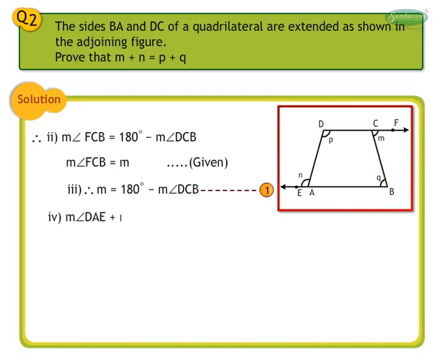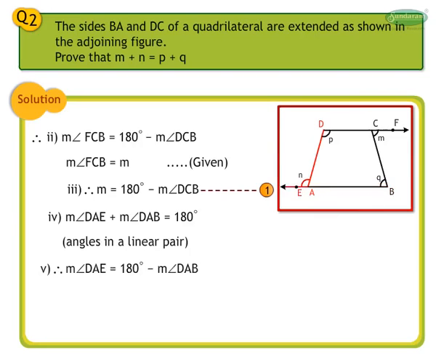Also, measure of angle DAE plus measure of angle DAB is equal to 180 degrees, because these are angles in a linear pair. Therefore, measure of angle DAE is equal to 180 degrees minus measure of angle DAB. But it is given that measure of angle DAE is equal to N. Therefore, N is equal to 180 degrees minus measure of angle DAB. Let us mark this as statement 2.